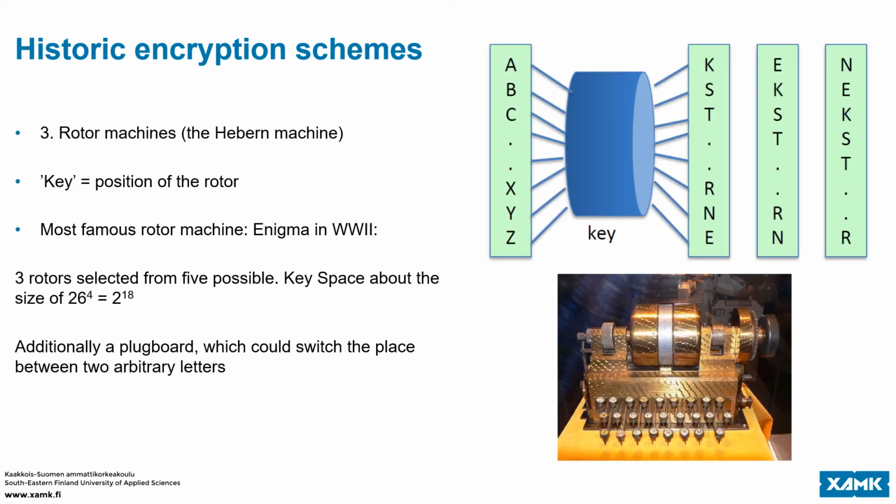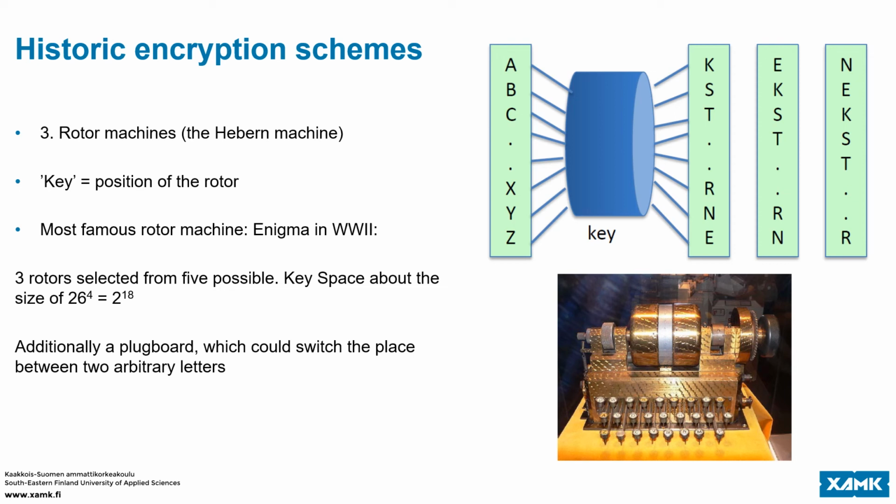The third most significant technological advance in ciphers is another variant of the substitution cipher. This almost worked flawlessly, and it is what is called the Hebern machine or a rotor machine. Probably the most famous rotor machine was the German Enigma in the Second World War. What this does is effectively a substitution cipher, but it has many substitution tables.